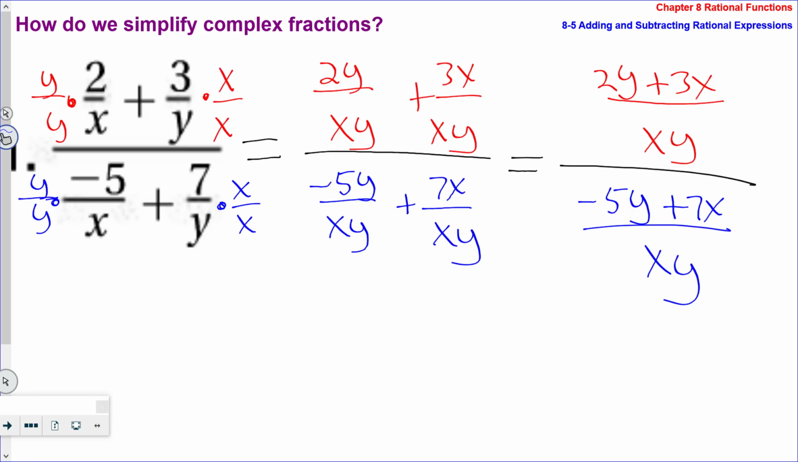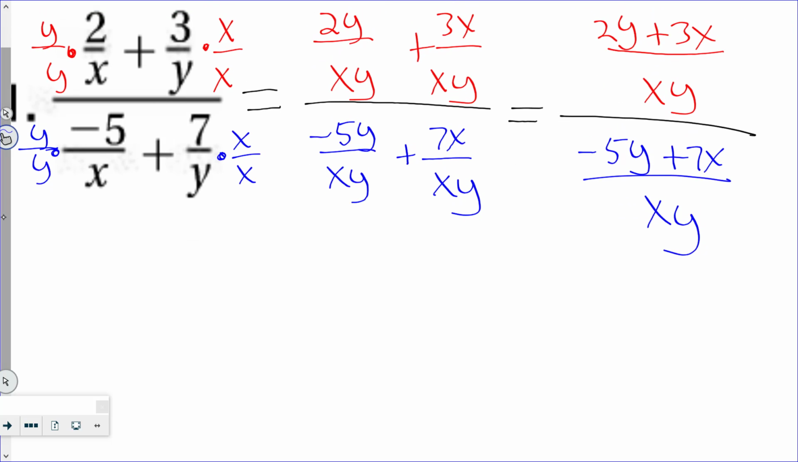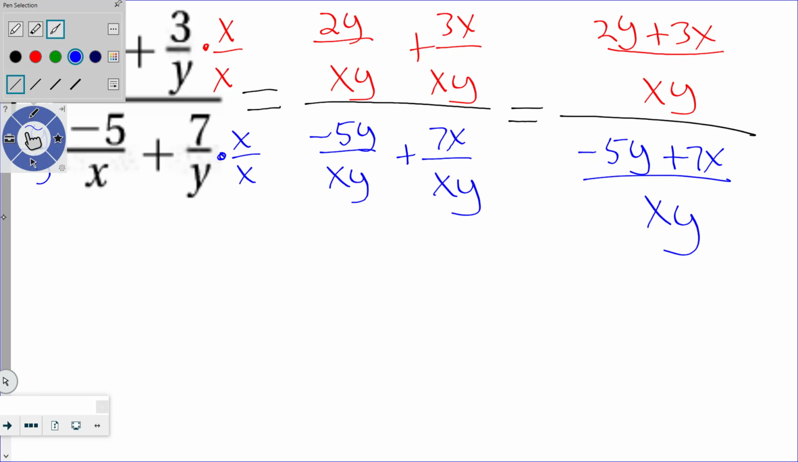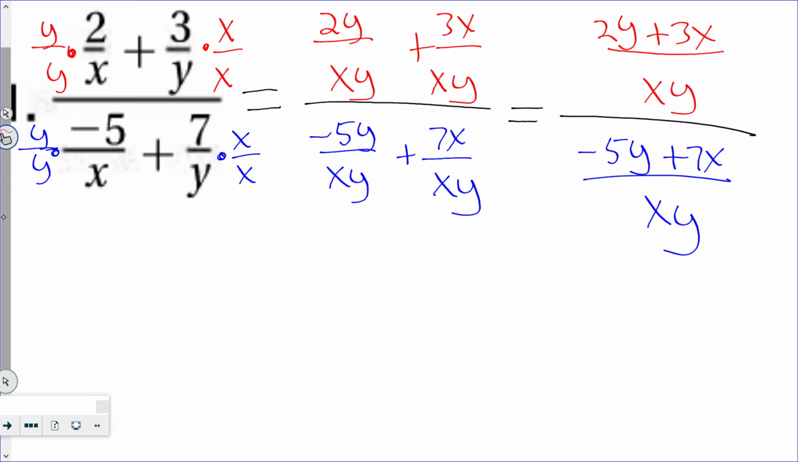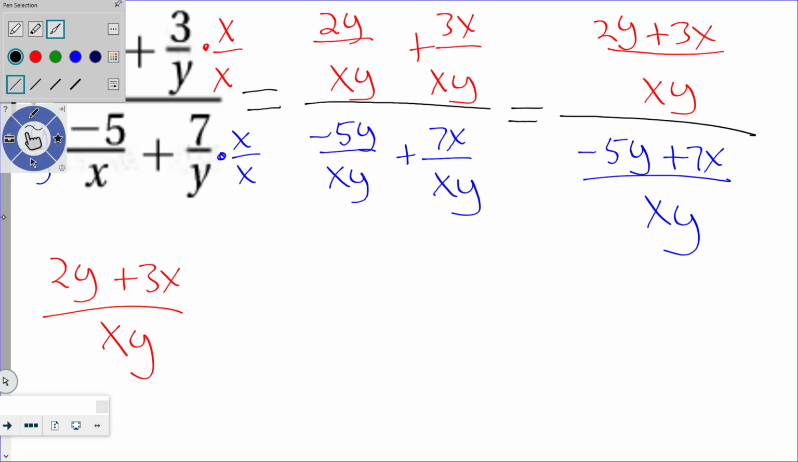So now that we have a single fraction on top, a single fraction on bottom, you could do keep, change, flip right now if you're comfortable doing it that way. I'm just going to write it horizontal, so if you want to see the process, you could see it. But from this step, if you want, you could go ahead and do keep, change, flip. Just don't make any mistakes. So I'm going to write it out horizontally. 2y plus 3x over xy divided by negative 5y plus 7x over xy.